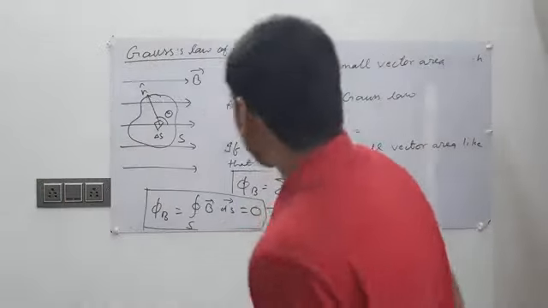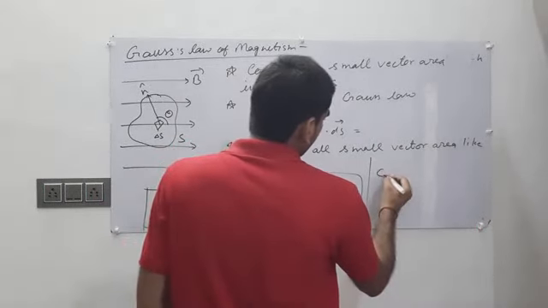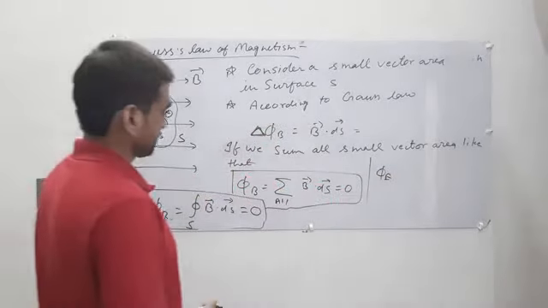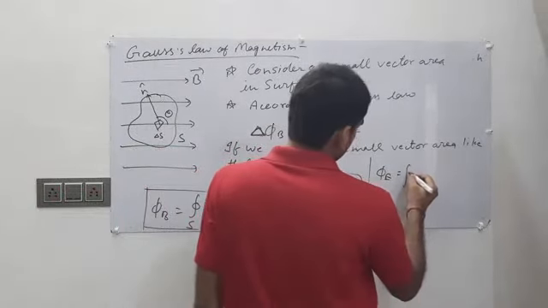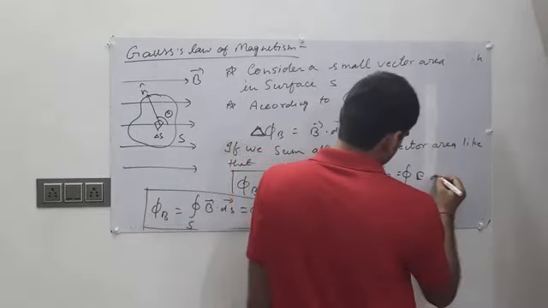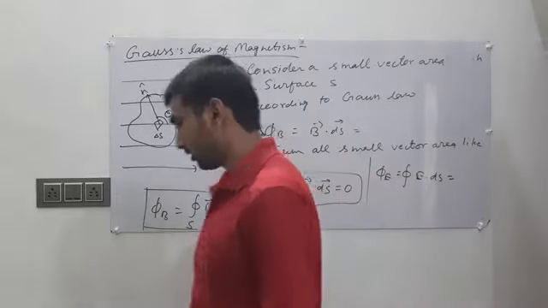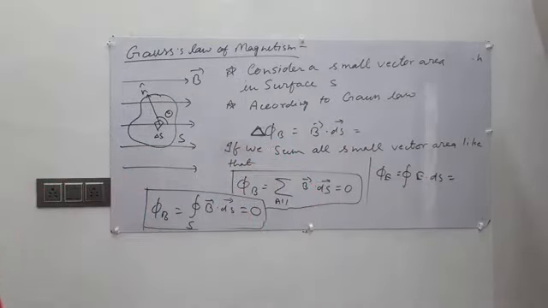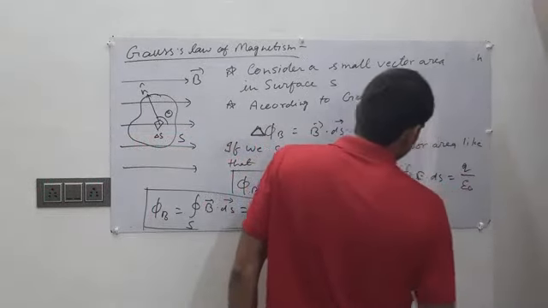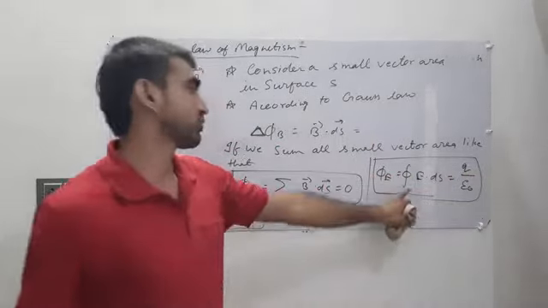Now recall your Gauss law of electrostatics, which says that phi equals the integral of E dot ds equals q upon epsilon naught. So this was the Gauss law of electrostatics.